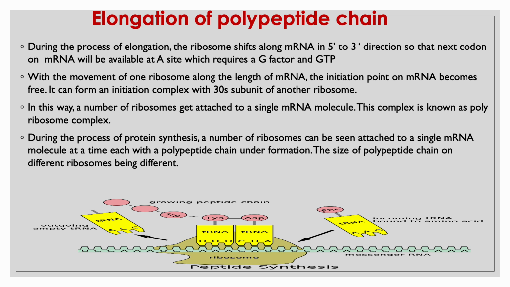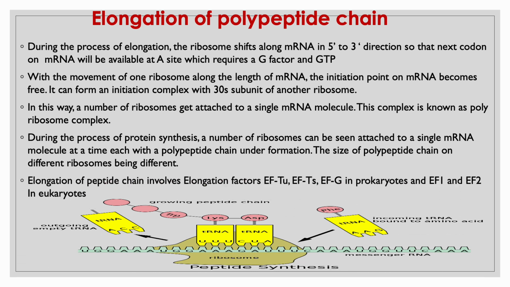During the process of protein synthesis, a number of ribosomes can be seen attached to a single mRNA molecule at a time, each with a polypeptide chain under formation, the size of the polypeptide chain on different ribosomes being different. Elongation of the peptide chain involves elongation factors: elongation factor TU, EFTS, EFG in case of prokaryotes, and EF1 and EF2 in case of eukaryotes.